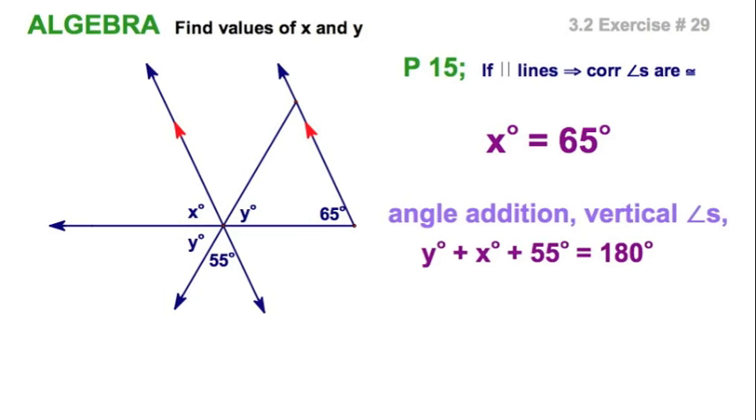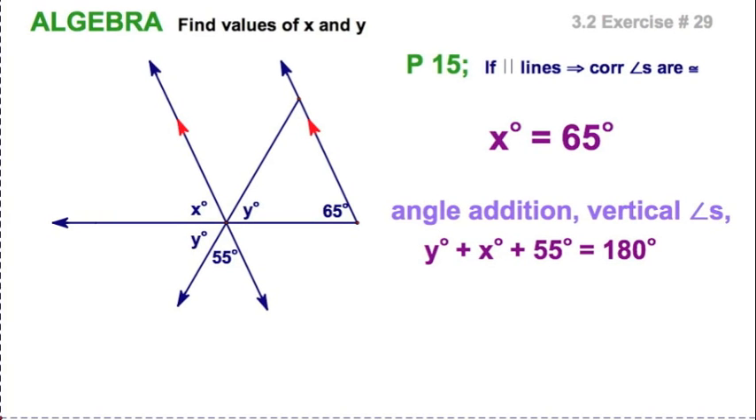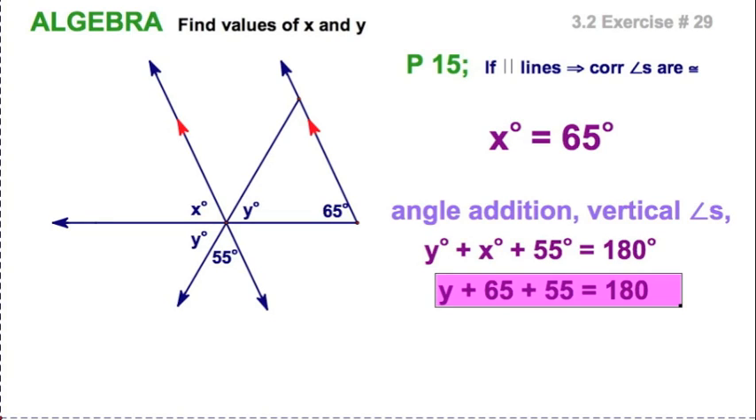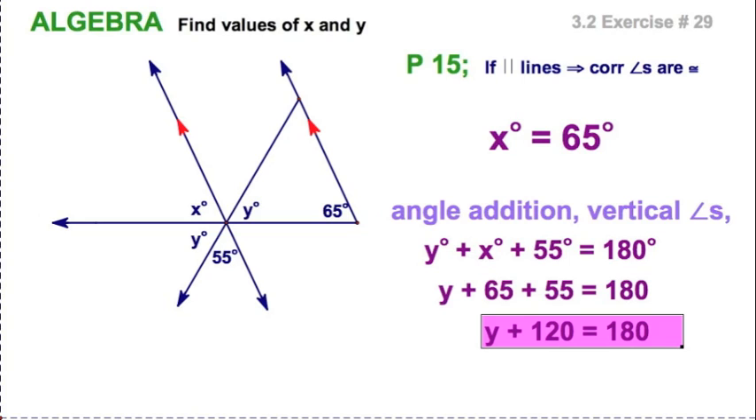So I could list either angle addition or employ vertical angles. Either way, I'm going to add them all up, and let's just do that. So I can substitute. I know that x is 65 from the previous exercise. Combine the terms and then subtract the 120. So I've got 65 and 60 for x and y respectively.